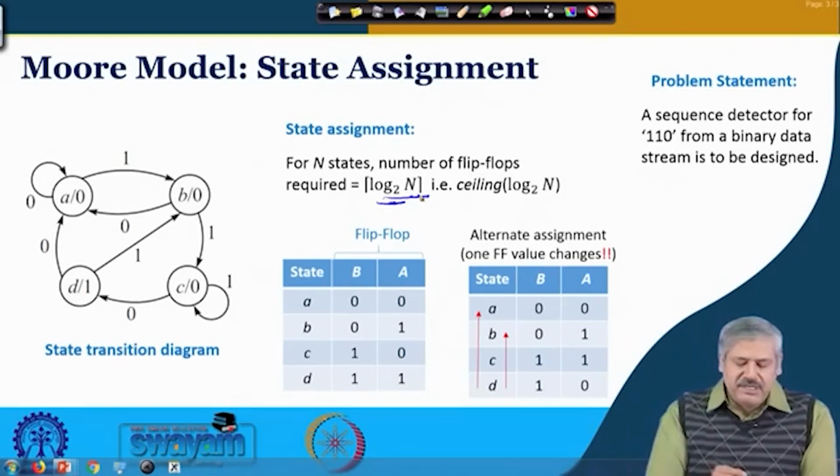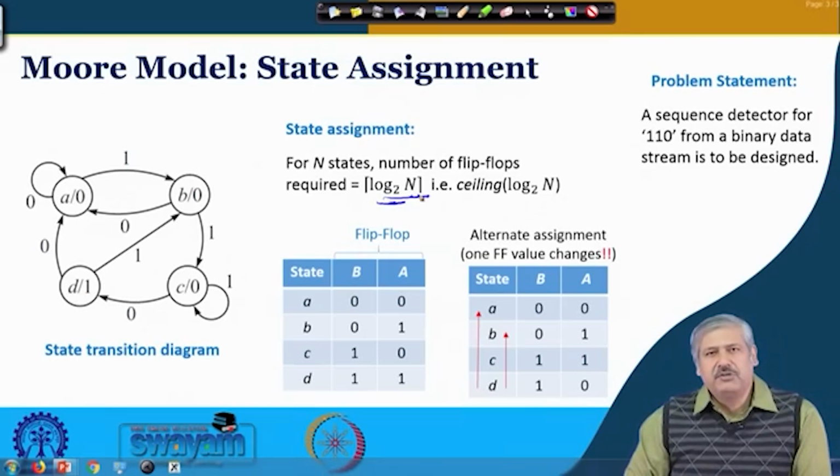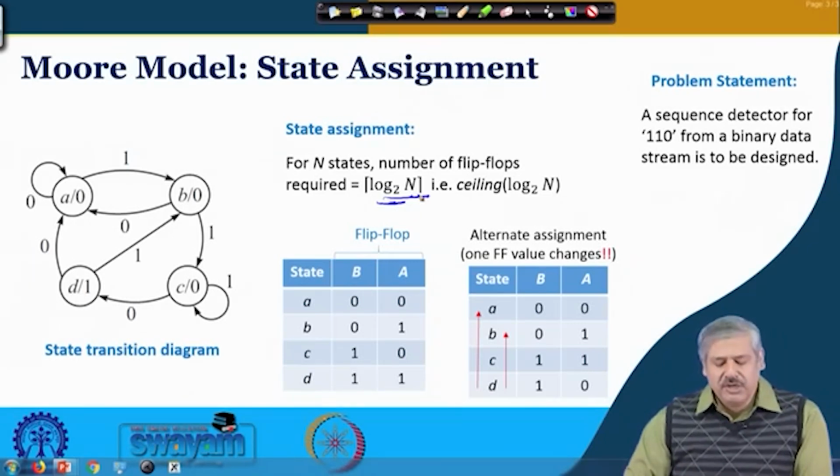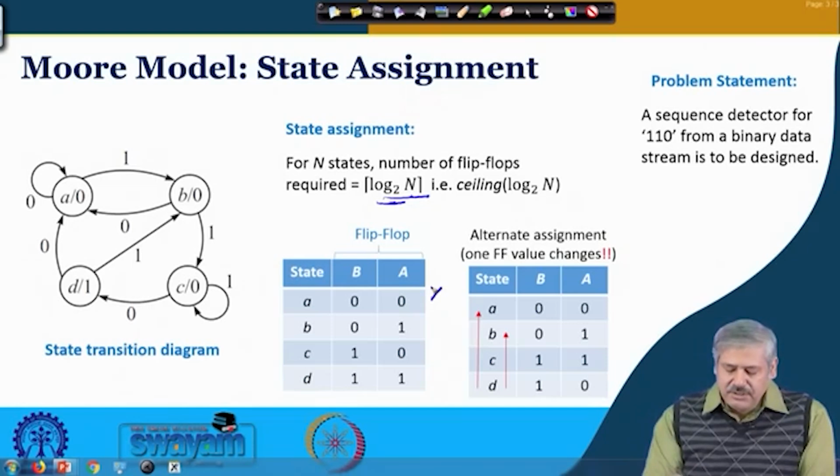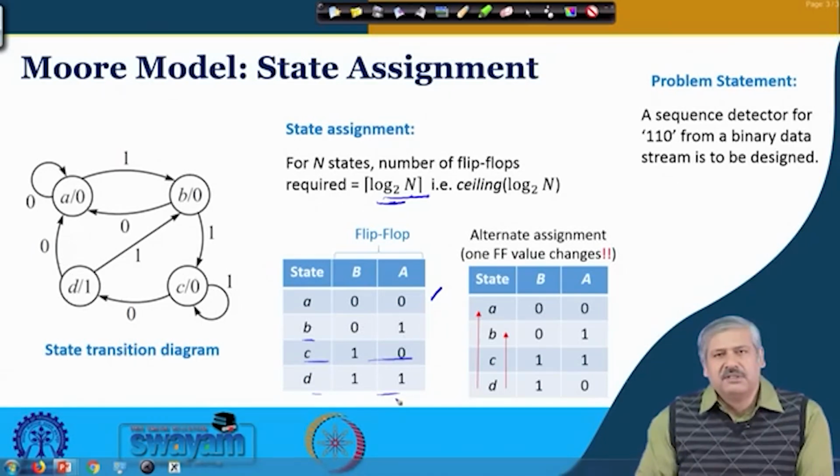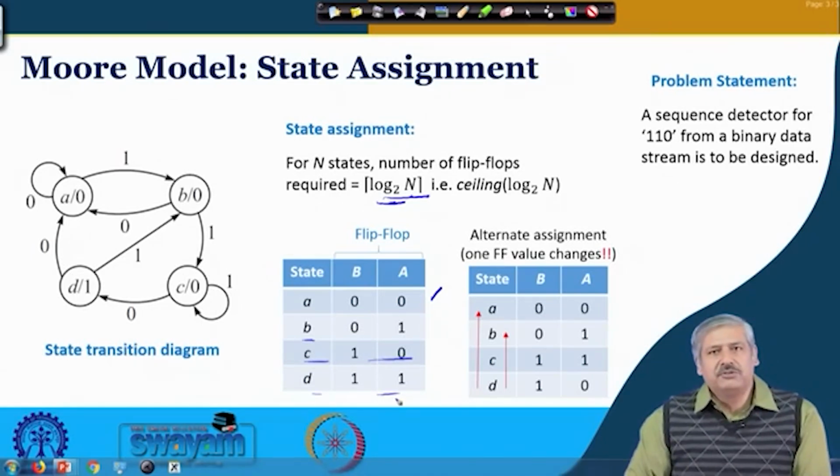Now, these 4 states, A, B, C, D, need to be associated with 2 flip flops, 4 different values. One option is the standard one: A, the first one, is 0 0, B is 0 1, C is 1 0, D is 1 1. This is the way you can do the assignment, and then move ahead with the circuit realization.